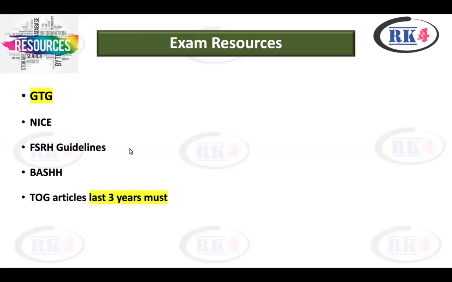This is the most important one, the TOG articles. A very common question is: how many years of TOG articles must you read? I give a very interesting answer for that. If you join me, I will tell you, the last 3 years of TOG articles you have to read by yourself. But for the previous ones, probably you can rely on the summaries. So at least for the last 3 years of TOG articles, you must know what is happening.